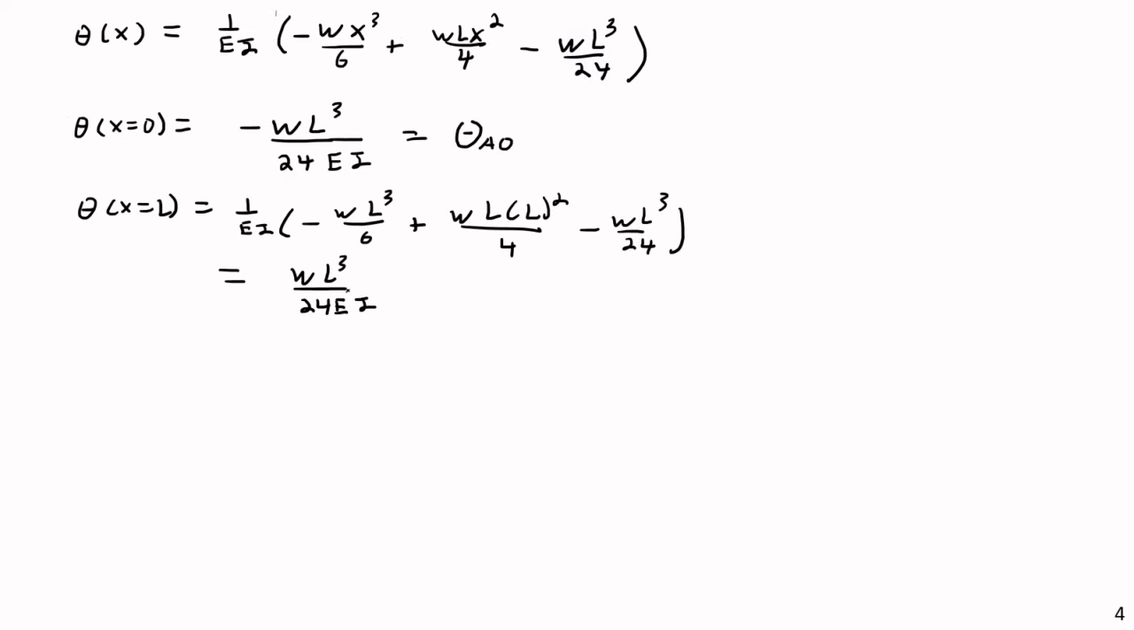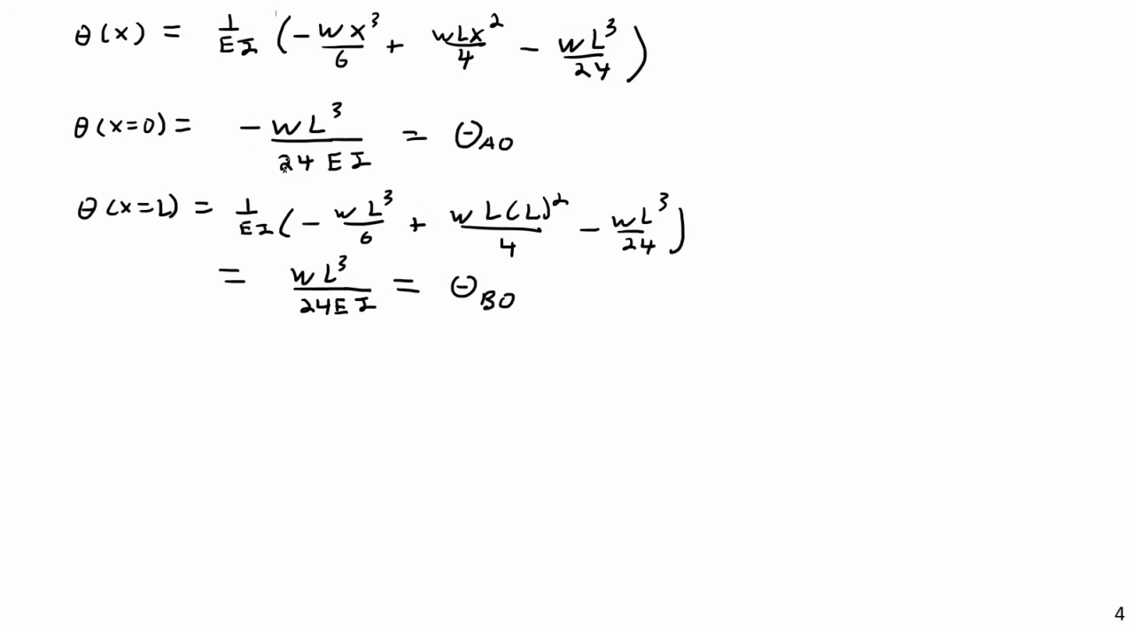Divided by 24 EI. And this is equal to capital theta B naught. That is, of course, our real rotation at joint B on the primary beam, or in other words, the rotation that joint B would experience if the redundant reactions, or our fixed reactions in this case, were removed.